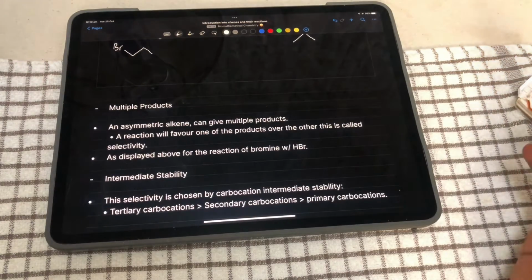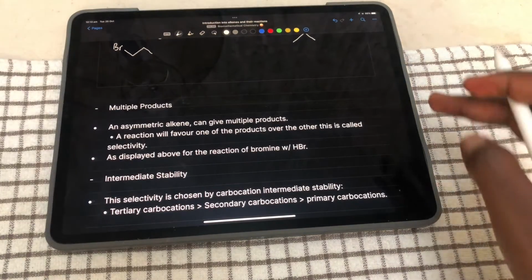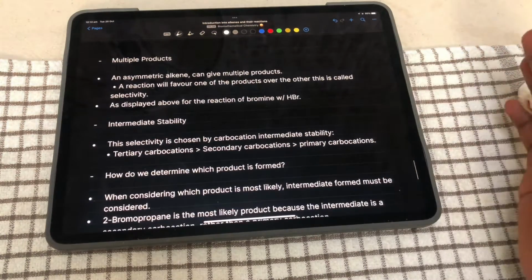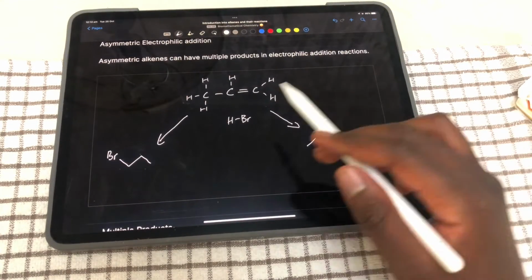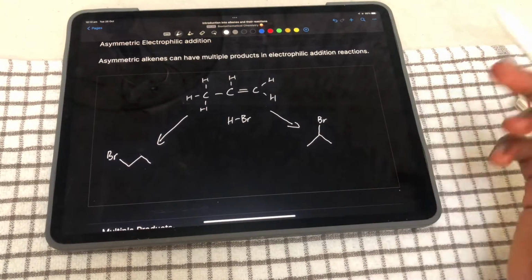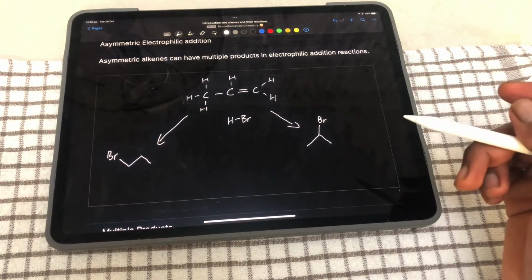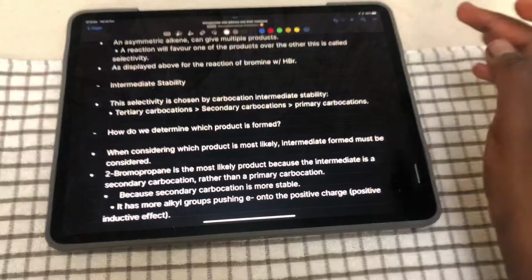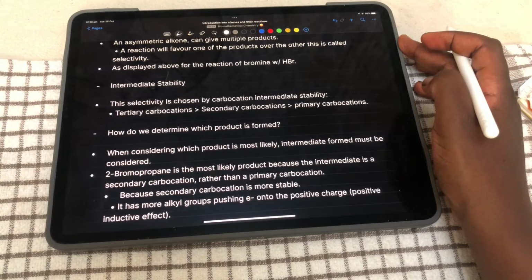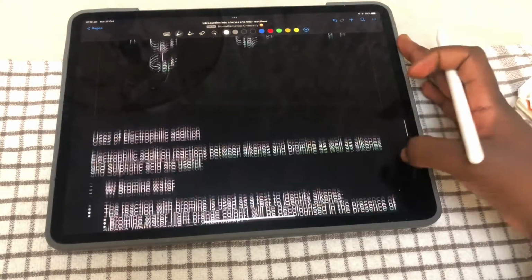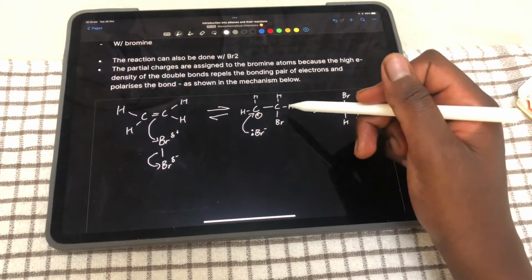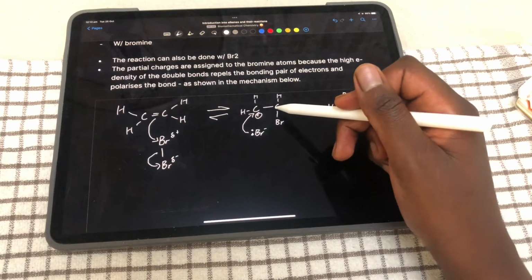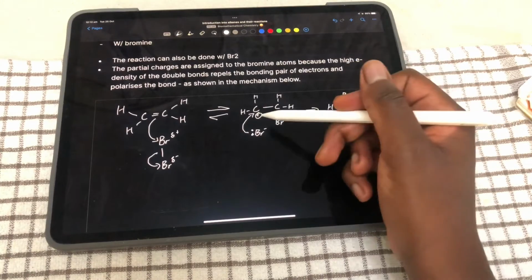When a reaction favors one of the products over the other, it's called selectivity, as I've shown you above with the hydrogen bromide. In this reaction there is a major and a minor product, i.e. there's a product that's formed much more likely compared to the other product. This selectivity is decided by a carbocation intermediate. As I've shown above, these carbocations get formed. It's not really important with symmetrical compounds, where it's the same on either side, so it doesn't matter which.